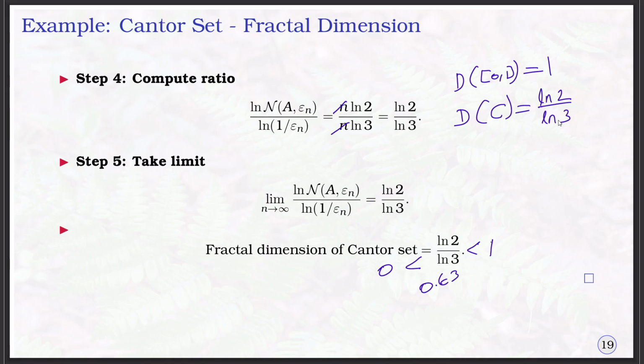Here one more important thing is that with respect to any iteration, if you find the dimension of the Cantor set, you will get ln 2 by ln 3. It is invariant. If you compare this quantity, ln 2 by ln 3 is less than 1. That means the dimension of the Cantor set is less than the dimension of the embedded space 0 comma 1.